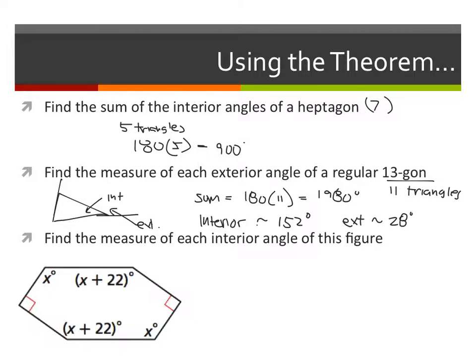Find the measure of each interior angle of this figure. What kind of polygon is this? It's a hexagon, good. It's convex, and it is not regular. But we do know the sum of the interior angle measures for a hexagon. What is that? We did this one 2 slides ago. It has 6 sides, which means you have to multiply 180 by 6 minus 2, or 4, which is equal to 720.